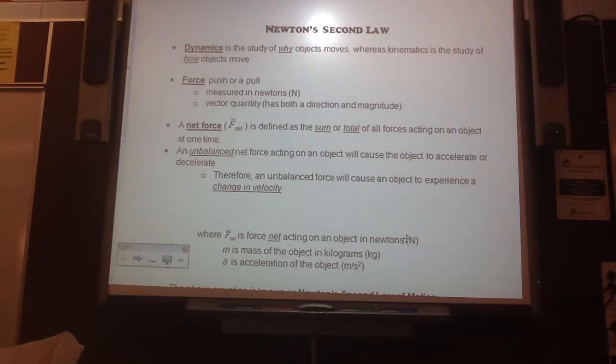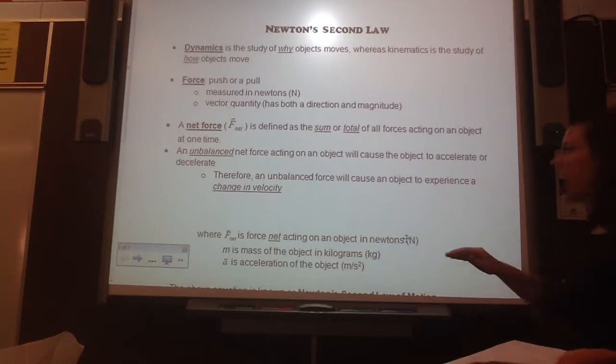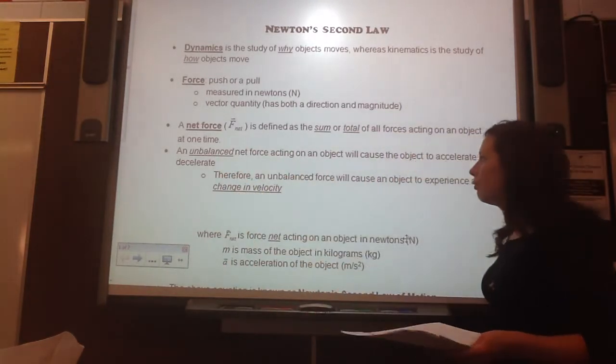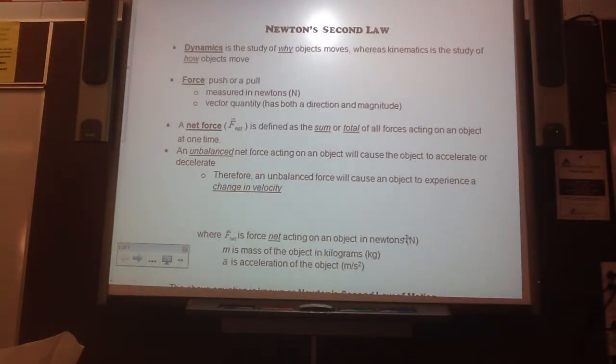Okay, next, a net force, as we just said, is defined as the sum or total of all forces acting on an object at one time. Now, when we have an unbalanced net force acting on an object, it will cause the object to accelerate or decelerate. So it's going to move. Therefore, an unbalanced force will cause an object to experience a change in velocity.